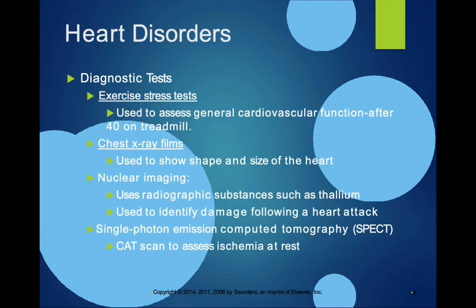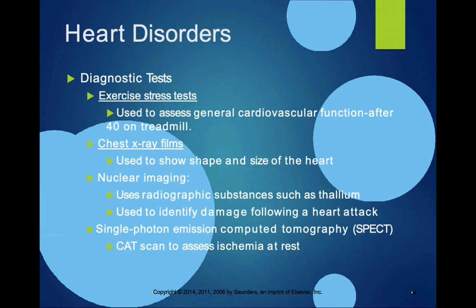Often they'll do an exercise stress test as well. And the way this is done is typically through a treadmill, right? Going on a treadmill, typically after someone is age 40 and older, they'll start to increase the speed and try and increase their heart rate. And at the same time, they're looking at their EKG readings, looking at all of the waves.